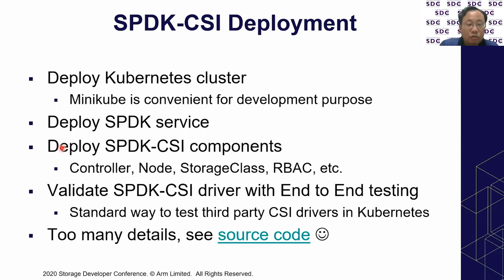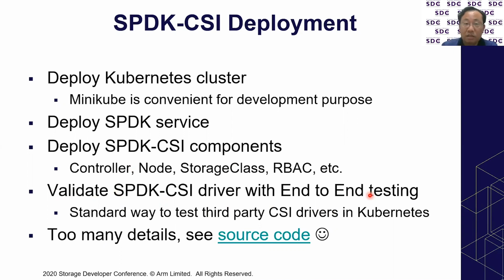Next, we need to deploy the SPDK CSI components: the CSI controller driver, node driver, storage class, and some RBAC access control, and many other things. All of these need to be correctly written into YAML files and deployed. After everything is deployed, we need to validate that the SPDK CSI driver works. The standard way to test a third-party CSI driver is to use end-to-end tests.